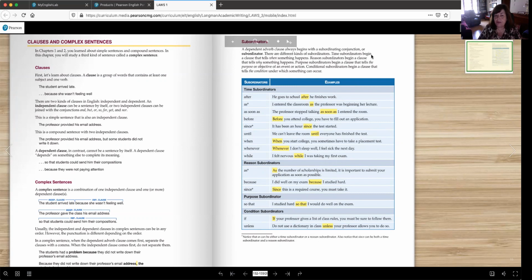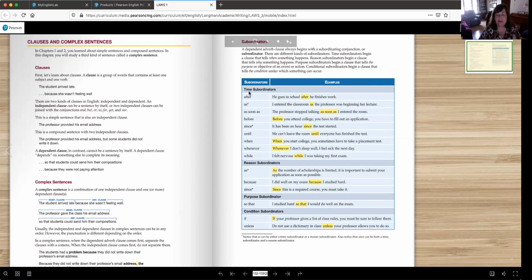Time subordinators begin a clause that tells when something happens. Reason subordinators begin a clause that tells why something happens. Purpose subordinators begin with a clause that tells the purpose or objective of an event or action, or what for. Conditional subordinators begin with a clause that tells the condition under which something can occur, and I'll explain these as we go along.